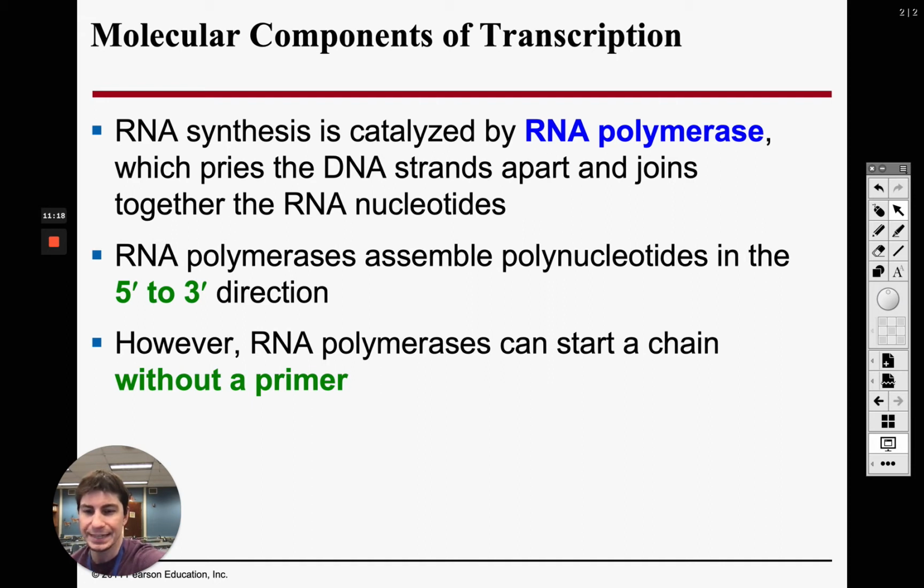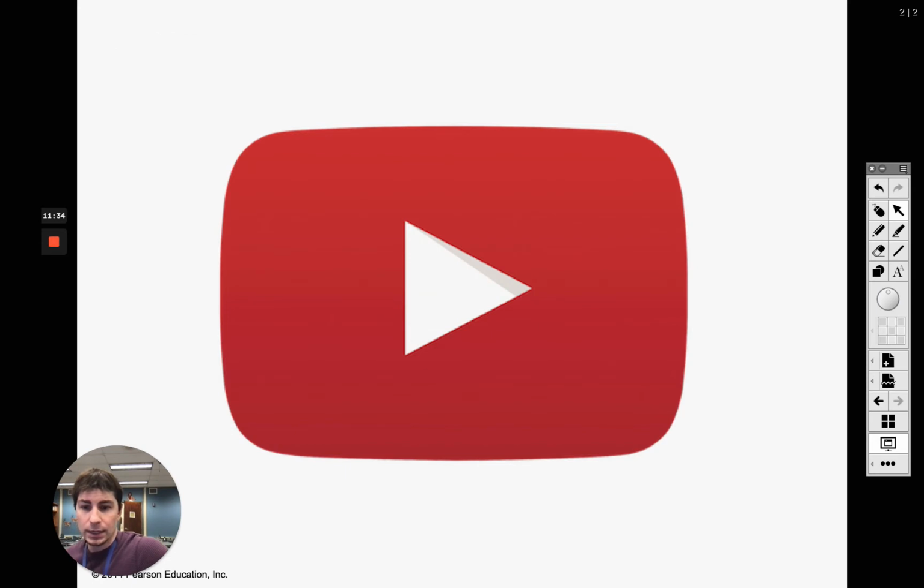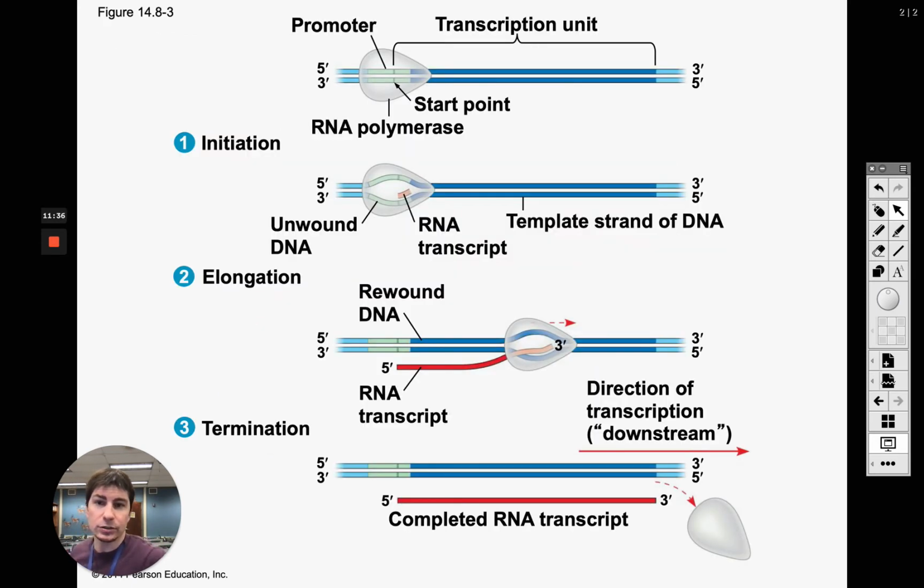So if you remember, we needed that RNA primer at the beginning for DNA polymerase to latch onto. Now for this one, we're starting with RNA, so we don't really need a primer. RNA polymerase can just latch on and start doing its thing, and it's still going to move 5' to 3'. And I'll post that video for you guys on transcription.